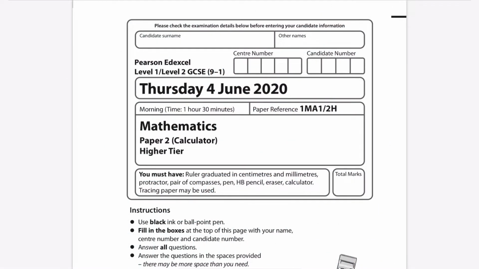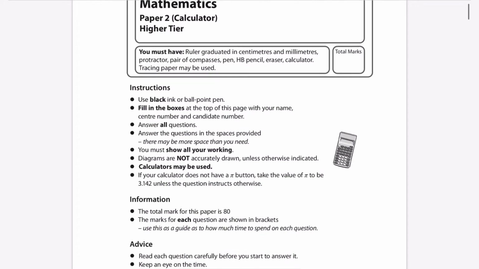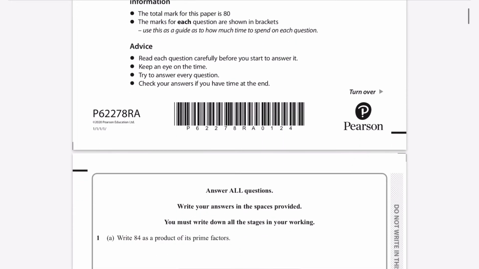Okay, so in this video I'm going to go through paper 2 of the higher tier that was originally going to be sat in the summer of 2020. It was eventually sat a little bit later on in that year, but we still call it the summer 2020 series. So you are allowed to use a calculator, so I'll be using my calculator throughout this exam.